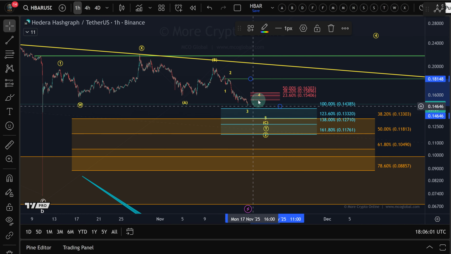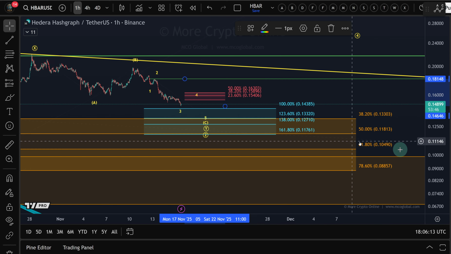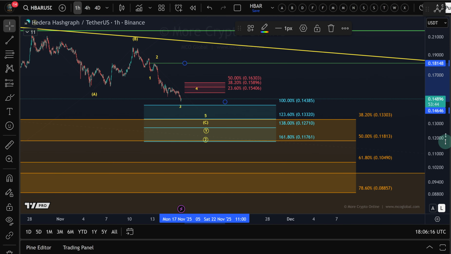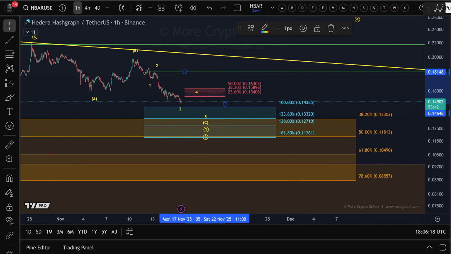So we might really need that 4-5 pattern. But whenever we enter a zone like that, I'm going to watch for reactions. And so this is something to watch for over the coming sessions. For now, I remain focused on the downside, but honestly, this wave 4 bounce could start now at any point.